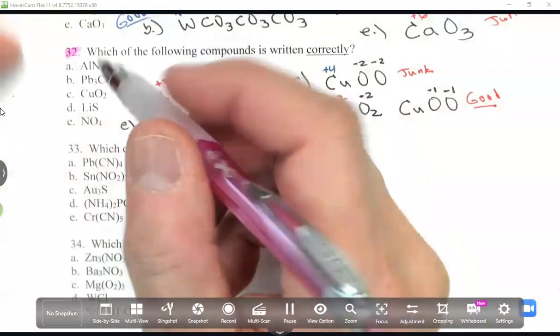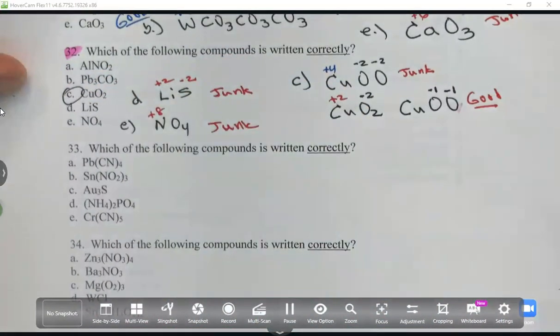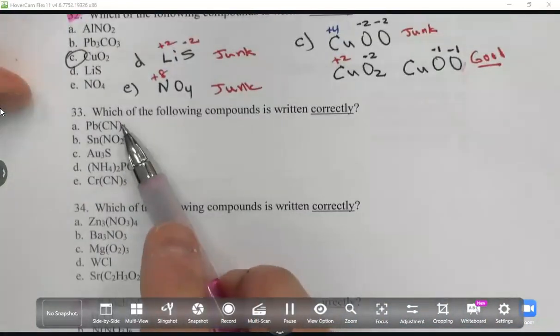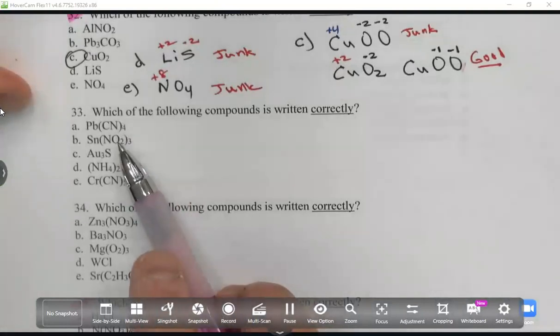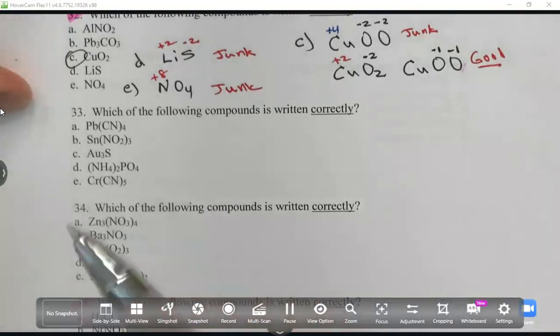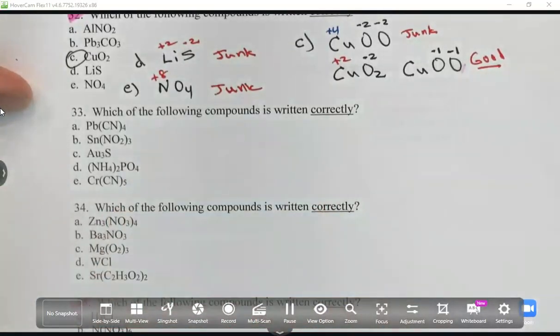And those can be kind of ugly, so we're going to stop right there, because we don't have parentheses. A and B are kind of ugly to figure out, but if you have parentheses, like this is cyanide, this is nitrite, this is sulfide. This PO4 right here should be a phosphate. So that's how those work.